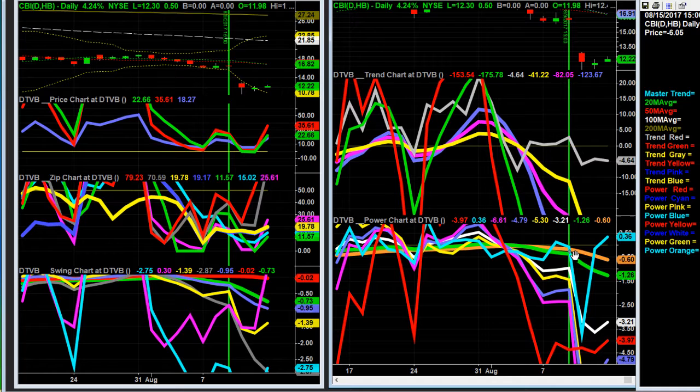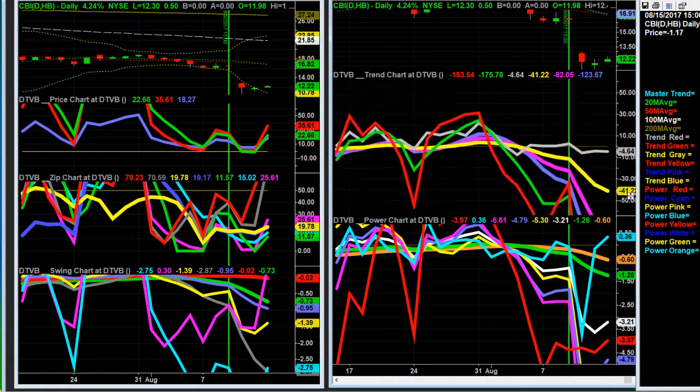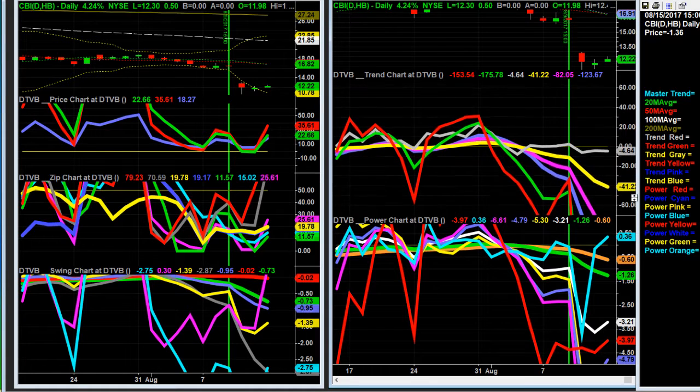Also, in this particular case, we have a little bit of a divergence in that power white is up and power yellow is down. And so that is a second or a third type of divergence, if you will. Zip red and gray were divergent, swing pink and Zion were divergent, power yellow and white were divergent, and as a result of that, we have a gap down.